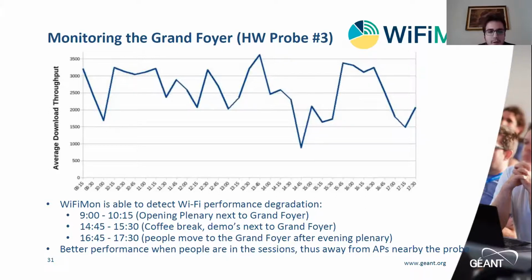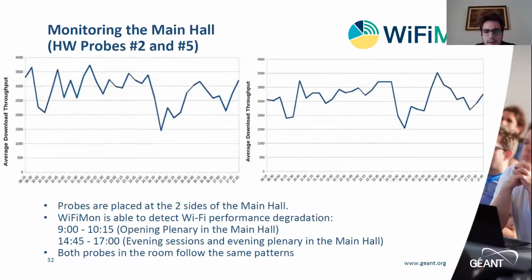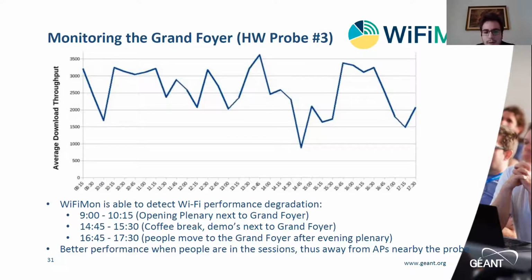In the first part, between 9 and 10:15, it is the opening plenary, and you see that a lot of people are there, and the performance degrades, a minor degradation. Then you can see that the second degradation is during the coffee break, which is after 2:30 p.m. This is a serious performance degradation. A lot of people were there to eat and drink. And then they go to their sessions. The performance is okay again after 4 p.m. But later in the evening, after the evening plenary, people meet to chat, we see degradation again.